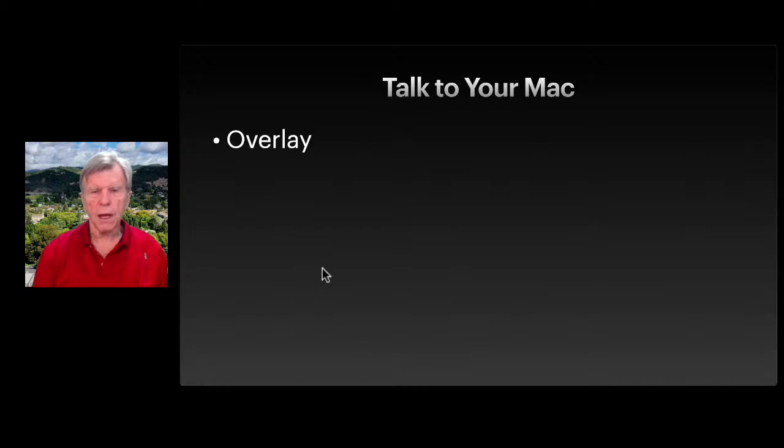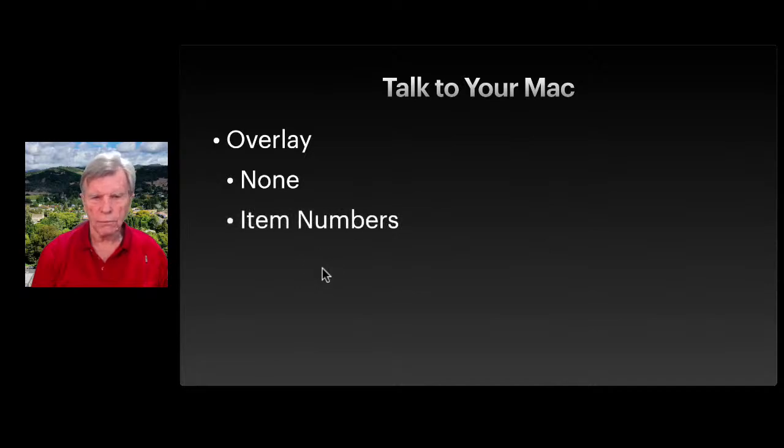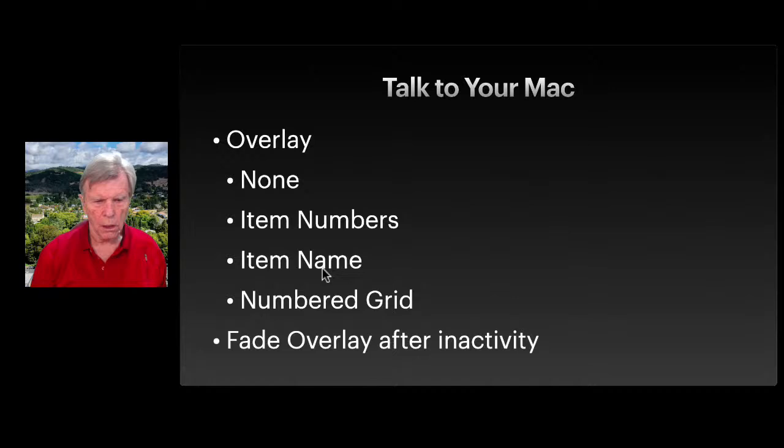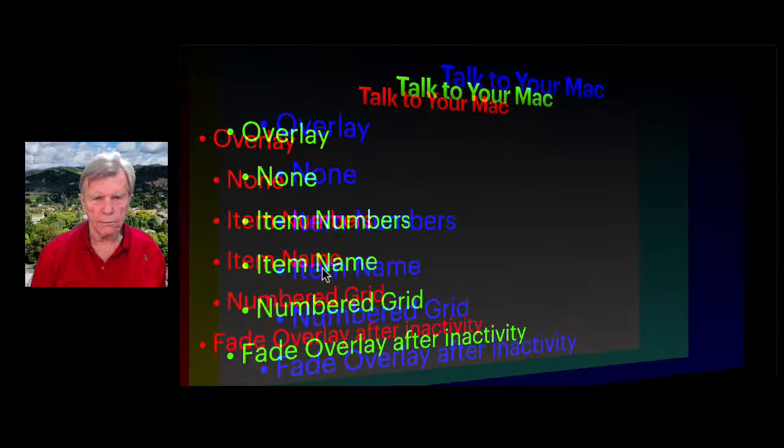So another choice you have in the settings is the overlay. You can have that off by choosing none. You can have item numbers, item names, or a numbered grid. And we'll show you a little bit about how that works. That is mostly for people that can't control the mouse. And then there's a switch for having the overlay fade when it's inactive.